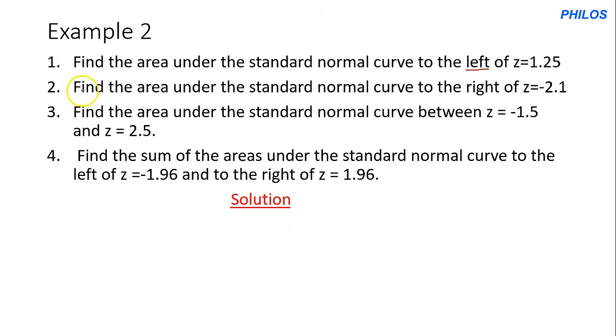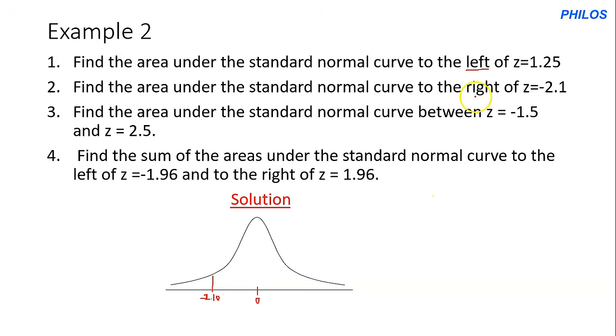0.8944. Now, question 2 says, find the area under the standard normal curve to the right of z equal to negative 2.1. So to do this, we also sketch the curve. Now remember that when the curve is divided into 2, the middle is where the mean is, and the mean is 0. And then at the left side are negative z-scores. So we have z equal to negative 2.1. So let's say it will be somewhere here. So we have negative 2.1, which is the same as negative 2.10.